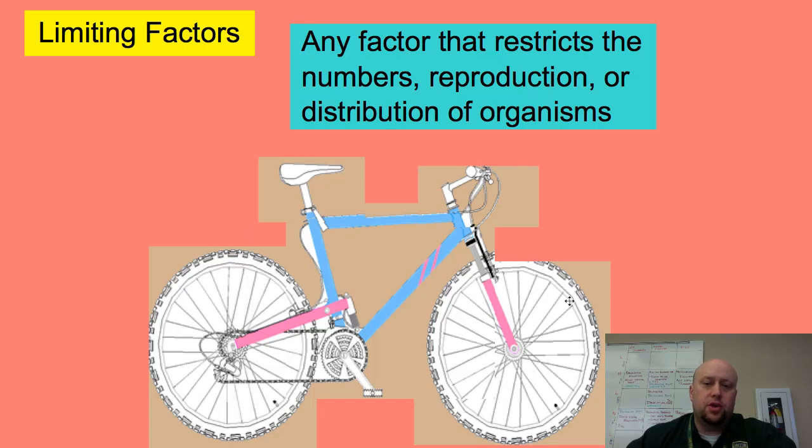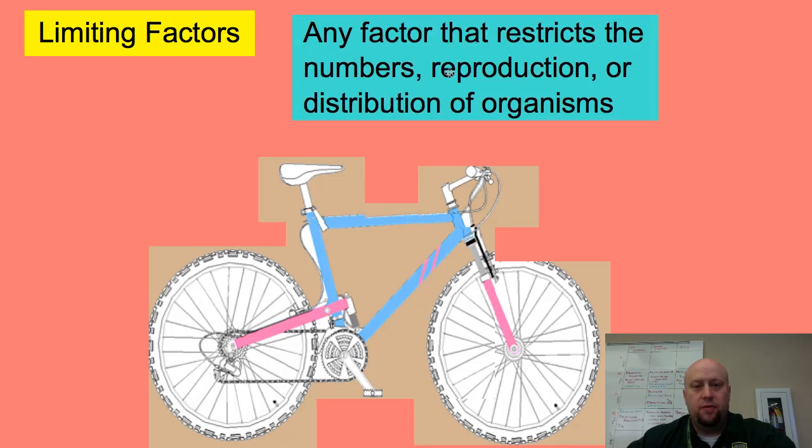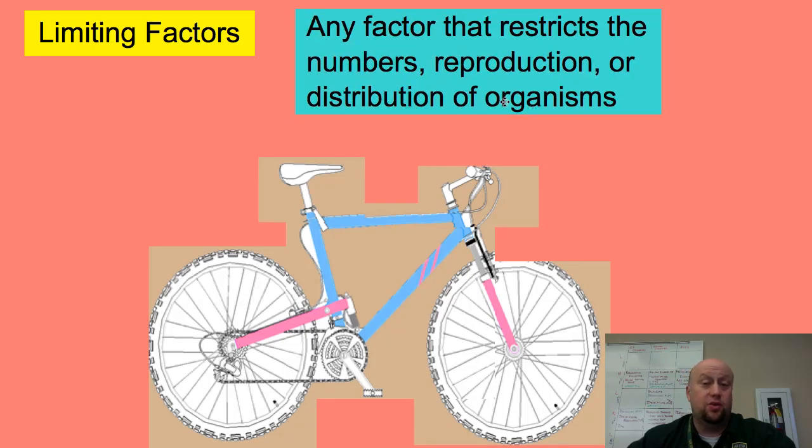If you've taken chemistry already, you probably remember the word limiting reactants. And in fact, a lot of what we're going to talk about here, I sort of just pull straight from chemistry. But a limiting factor, or we call them limiting reactants in chemistry, but it's really just a limiting factor. Basically, it's anything that limits the amount of organisms that are in a given area or a given ecosystem.